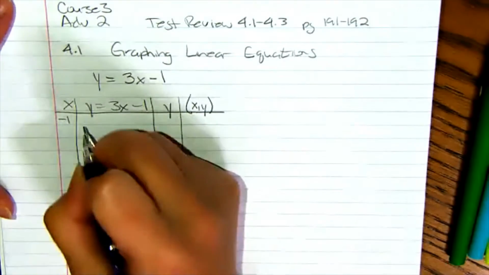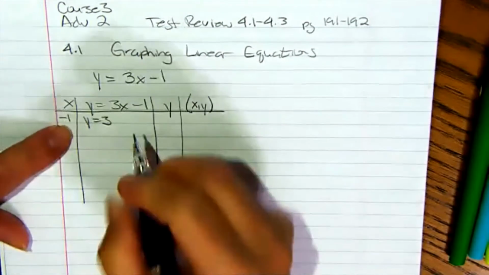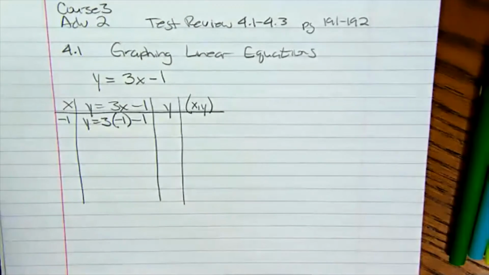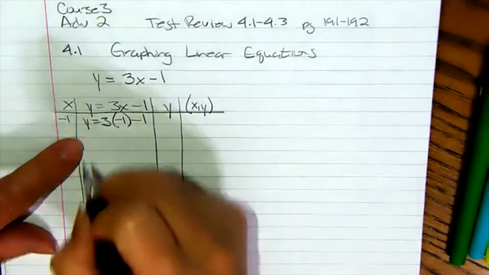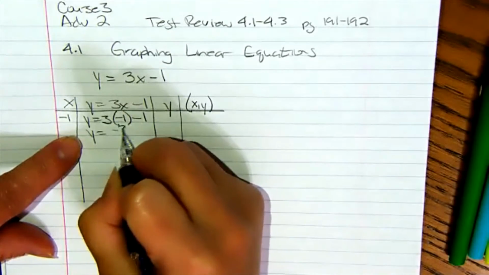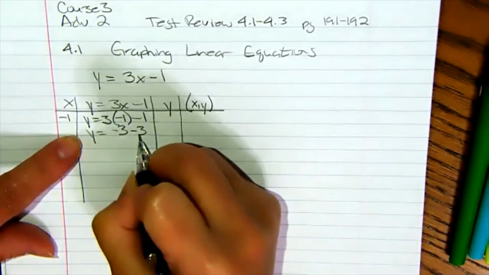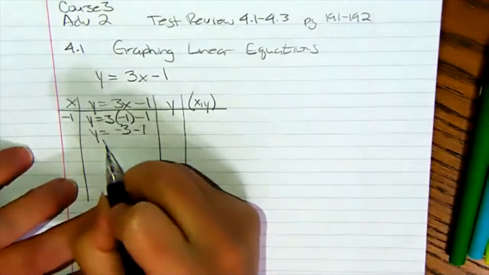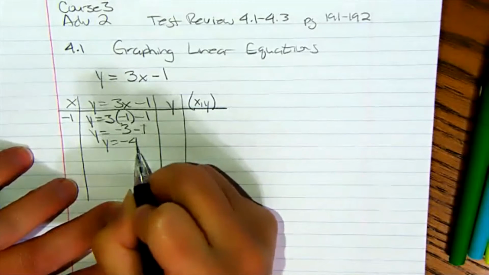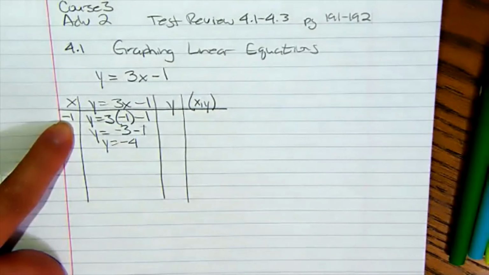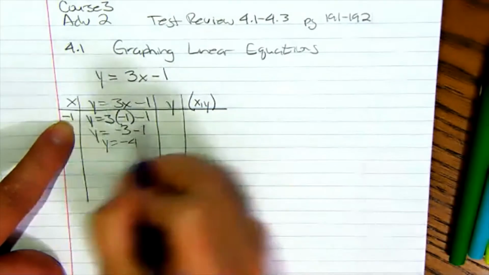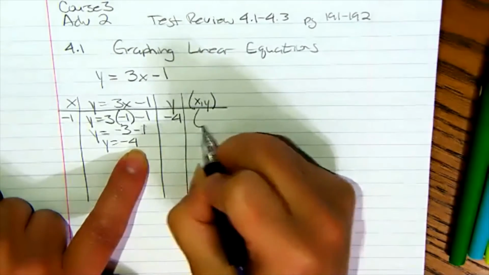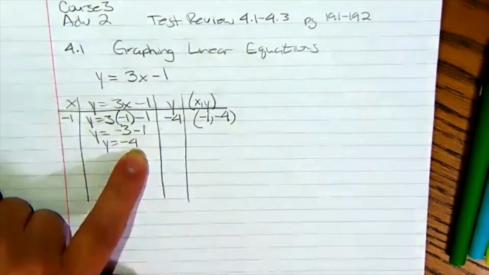Now I'm going to rewrite the equation, and I'm going to substitute negative 1 for x. Then I'm going to solve. 3 times negative 1 is negative 3. Then negative 3 minus 1 is negative 4. So if we input negative 1, the equation spits out negative 4. So here's my first ordered pair, negative 1, negative 4.